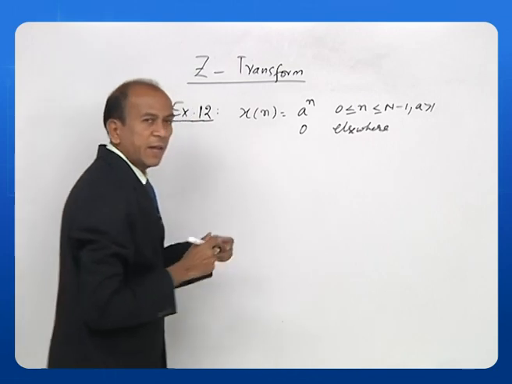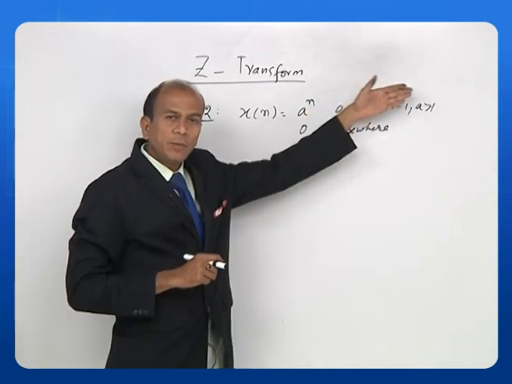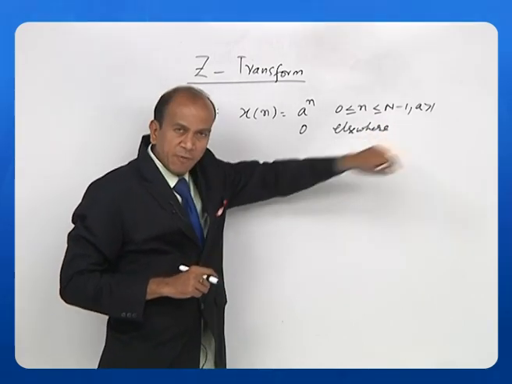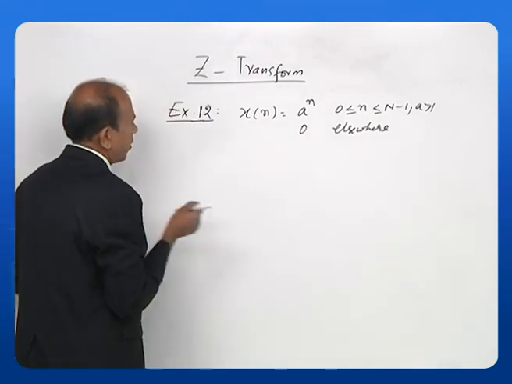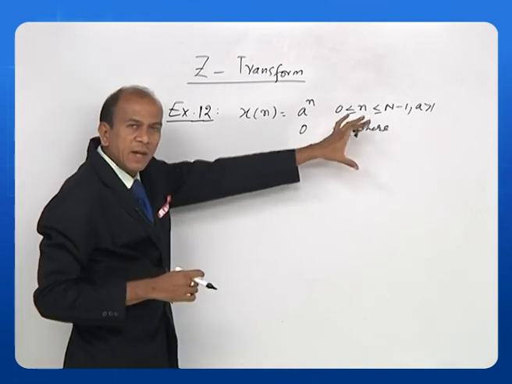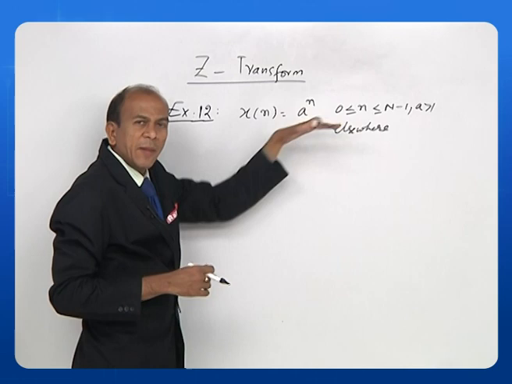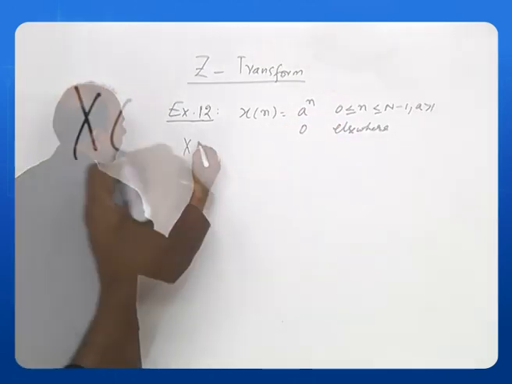Okay, I will read this again. X of n is equal to a to the power of n existing between 0 to N minus 1, where a is greater than 1, and its value is 0 elsewhere. So let us see how to solve this problem. There seems to be a slight difference in the limits where this is existing, but let us put it down as it is first of all, then we will try to see how we can solve this type of problem.